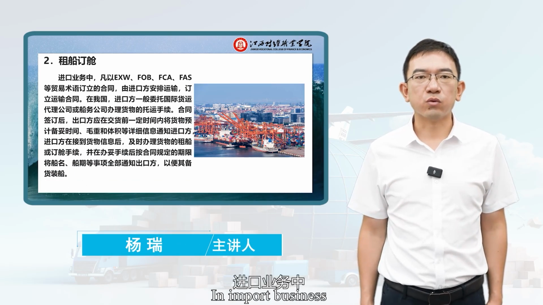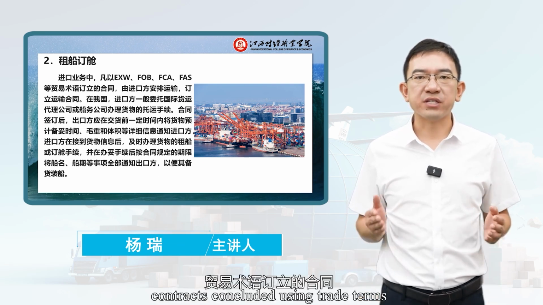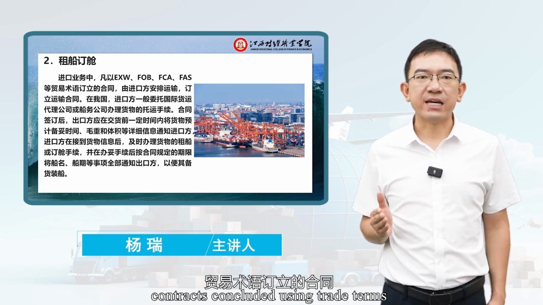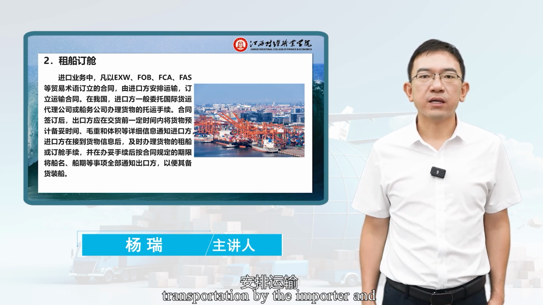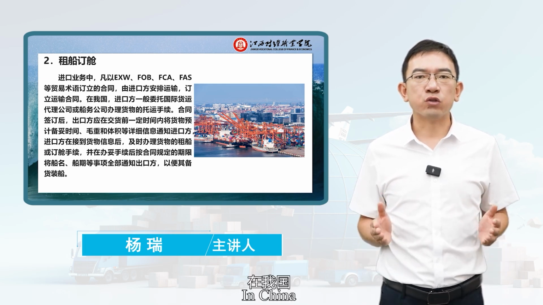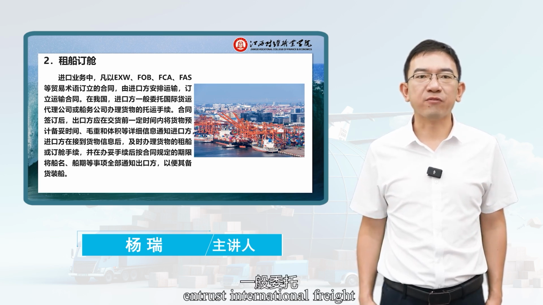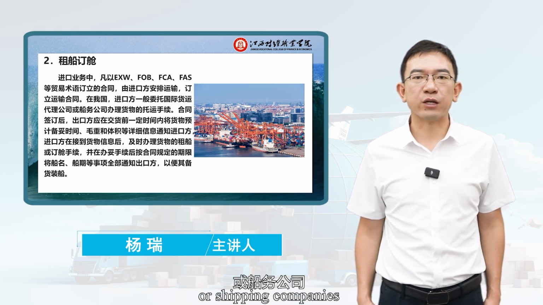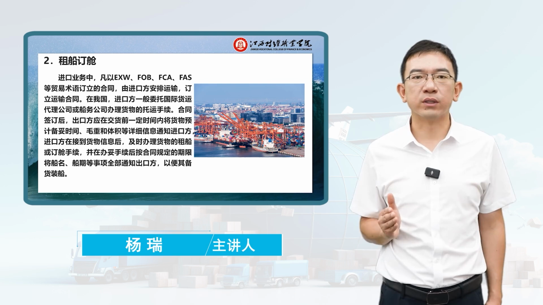2. Chartering and booking. In import business, contracts concluded using trade terms such as EXW, FOB, FCA, FAS, etc., shall be arranged for transportation by the importer, and a transportation contract shall be concluded. In China, importers generally entrust international freight forwarding companies or shipping companies to handle the consignment procedures for goods.